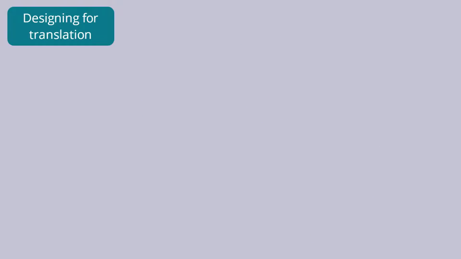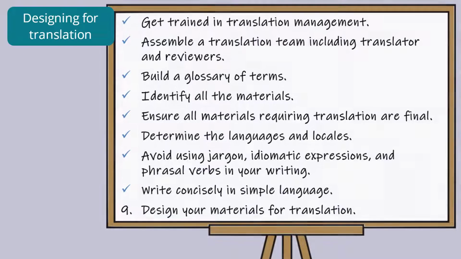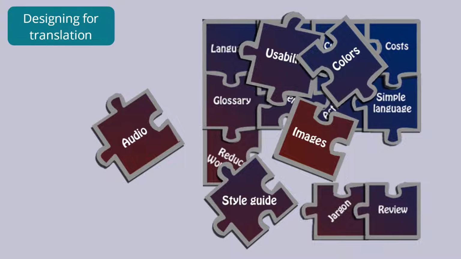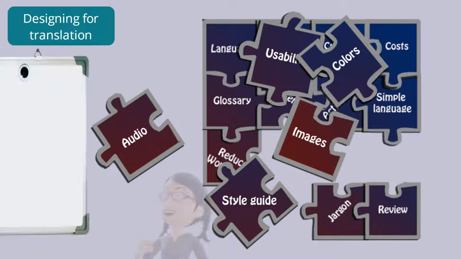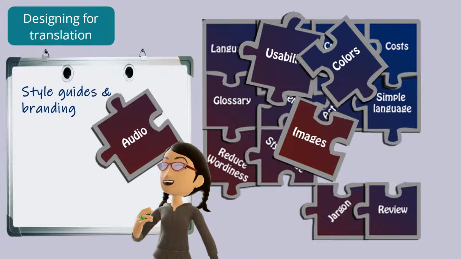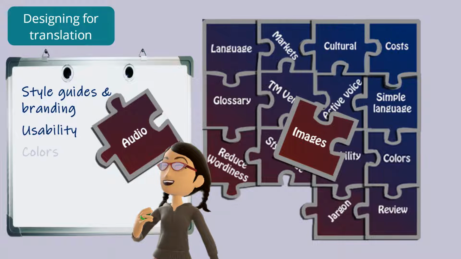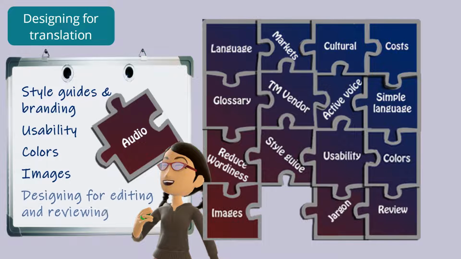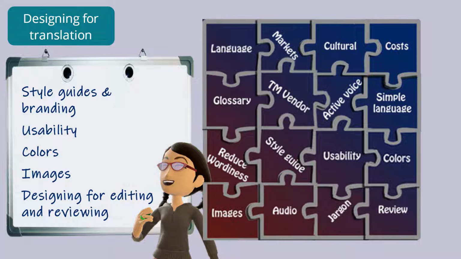Designing for translation is also extremely important. Learning the skills in step 9 streamlines the translation process and reduces misunderstandings. Designing for translation considers cultural differences as well as easing the integration of the translated text. Topics include style guides and branding, usability, colors, images, and designing for editing and reviewing, including best practices for graphics, slides, tables, and audio.